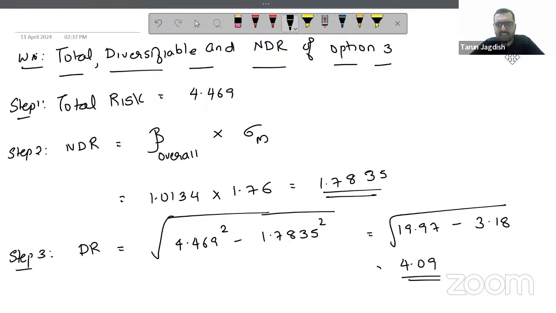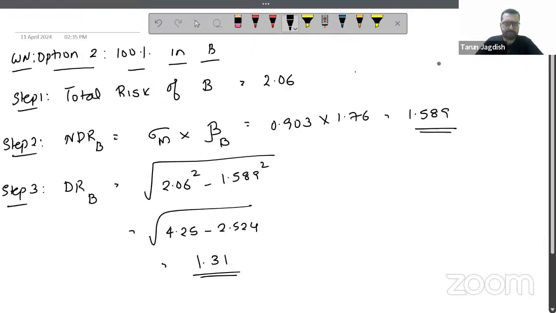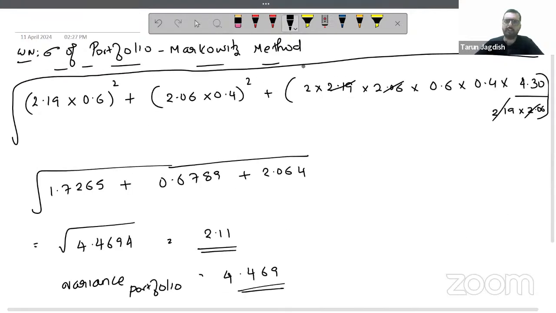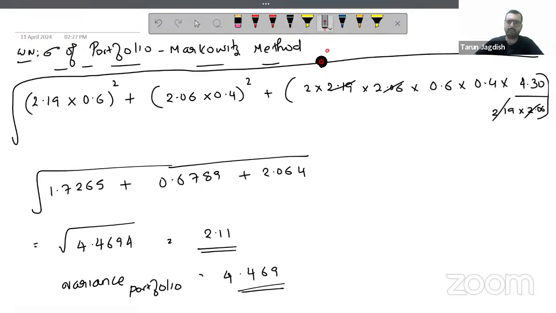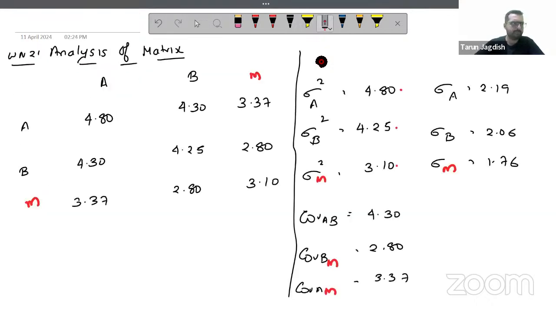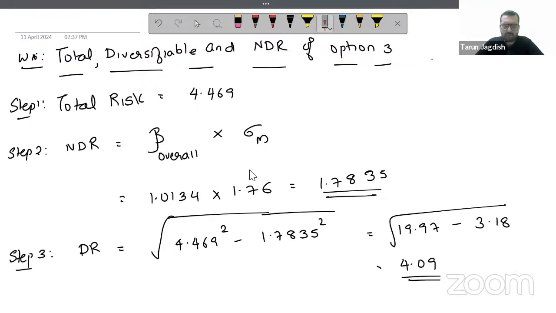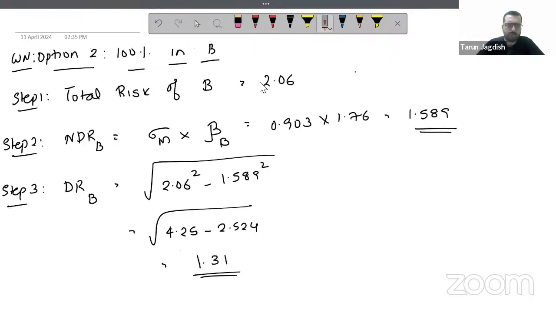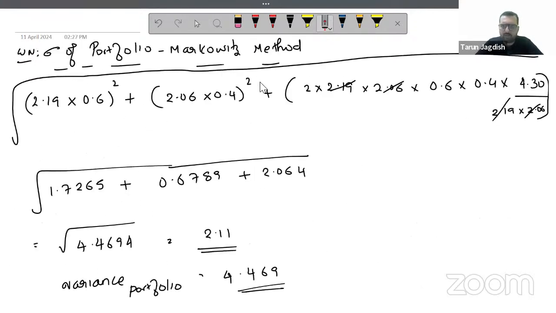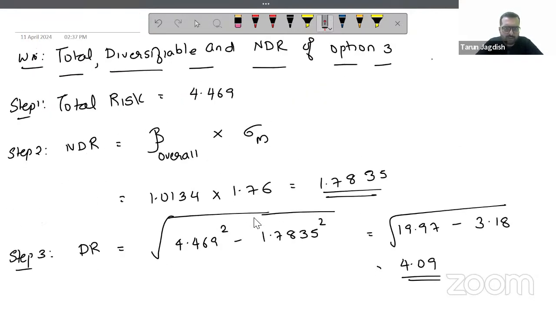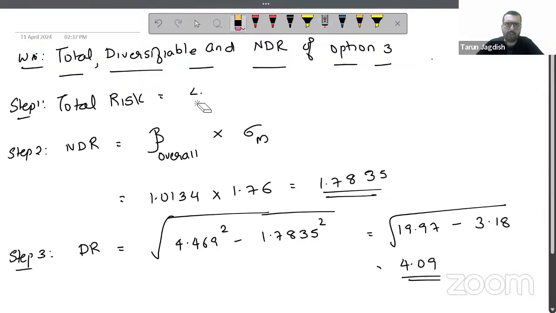Sir, how did we get this total risk, sir? 4.469. The total risk we did using the Markowitz method, right? Okay, we'll take 2 minutes and cross check the entire answer. Sir, I think otherwise it's 2.1, because 4.45 is the variance. So we have to take the standard deviation, right? Okay, this is the variance, is it? That is okay, 2.11. So I made a mistake over here. Thank you for correcting me. This is 2.11. I wrongly took it as 4.469.